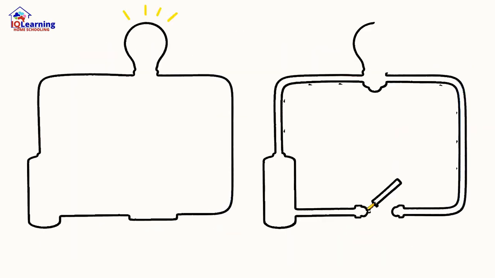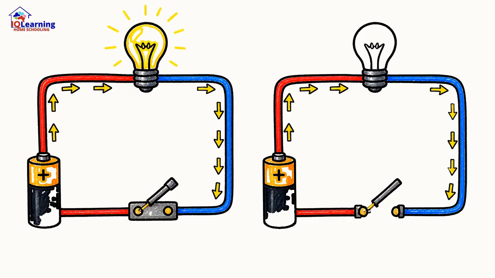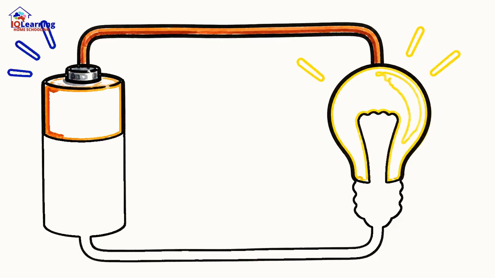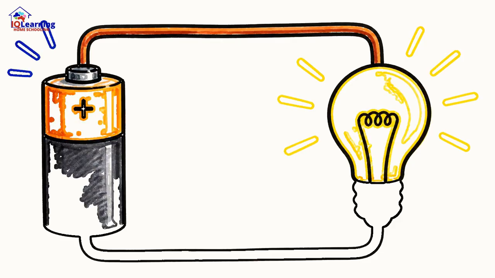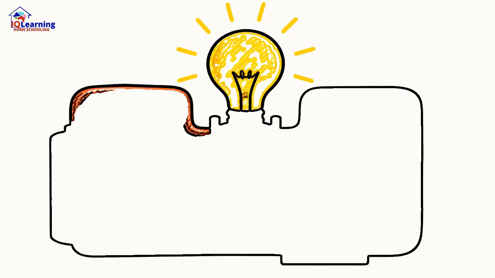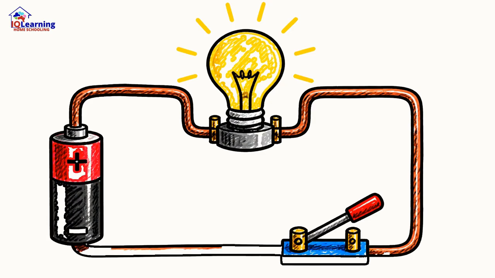A circuit is a complete, unbroken loop. Any gap, and the flow stops instantly. Every simple circuit needs four things: a source, like a battery, to provide the push, a conductor, like a copper wire, to act as the path, a load, like the light bulb, to use the energy, and finally, the switch, to open or close that path.